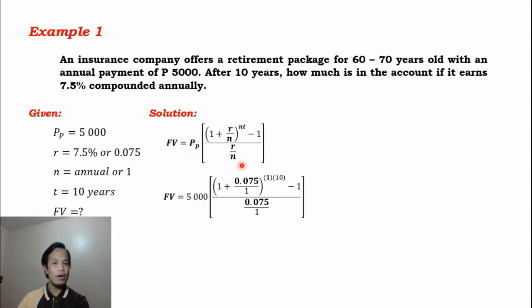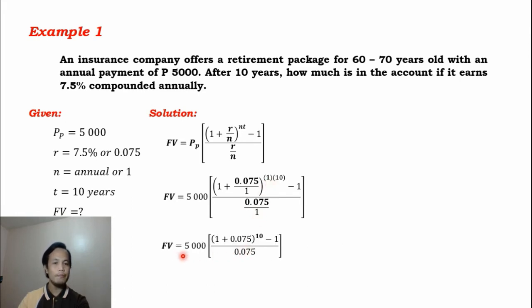Then we have the constant 1. Then we have the R, 0.075, over N, which is 1. Then the NT here is 1 times 10, because N is 1 and T is 10. Then R is 0.075 over 1. Then we copy the constant minus 1. This time we simplify: 0.075 divided by 1 is the same, 0.075. The same also here, 0.075 divided by 1. Okay, so 1 times 10 is also equal to 10.